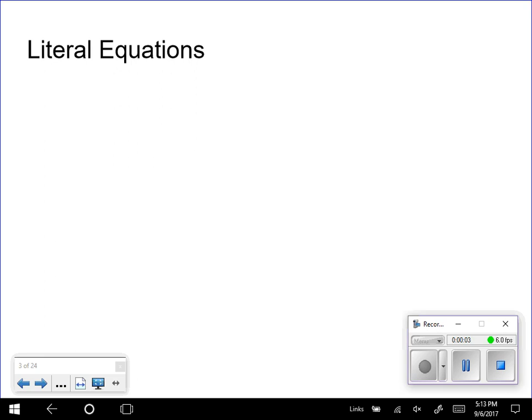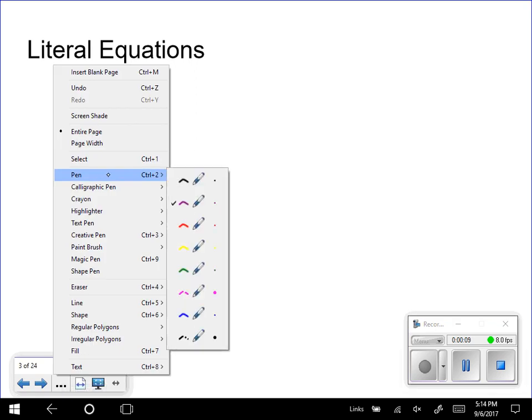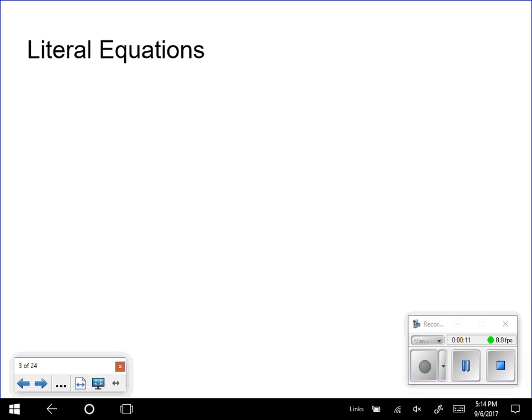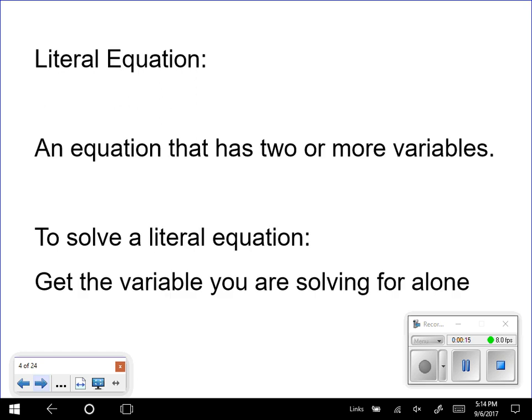Today we're continuing with equations, but our equations will look a little different today as we will be looking at literal equations. So we're first going to talk about what is a literal equation. So let's get started. A literal equation is an equation that has two or more variables. So I'm going to give you an example here. X plus y equals 10. That would be a literal equation.